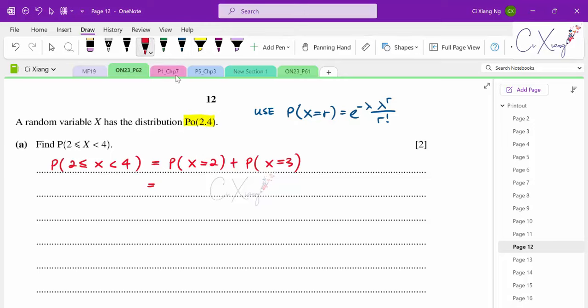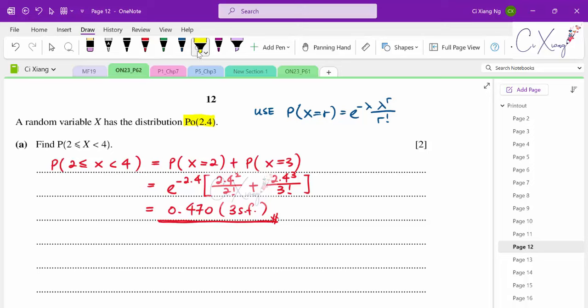So for x equals 2, I'm having e to the negative lambda, which is 2.4, then lambda to the power 2, so 2.4 squared divided by 2 factorial. And also for x equals 3, I'm having e to the negative lambda, therefore I factorize out the e to the negative lambda outside. Then I'm having lambda to the power 3 divided by 3 factorial. Let's use the calculator to help us a little bit. If you didn't make any careless mistake, you should get 0.470 correct to 3 significant figures. The answer would be very long, so we cut it short into 3 significant figures as a standard answer.